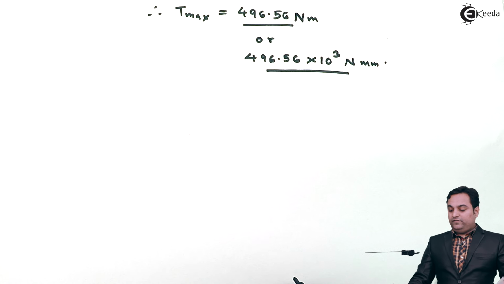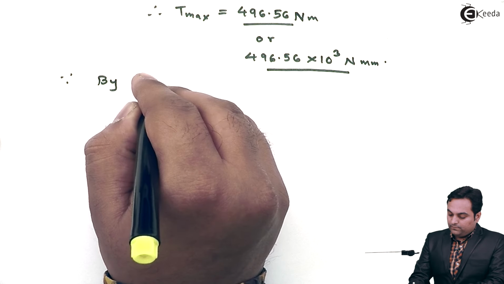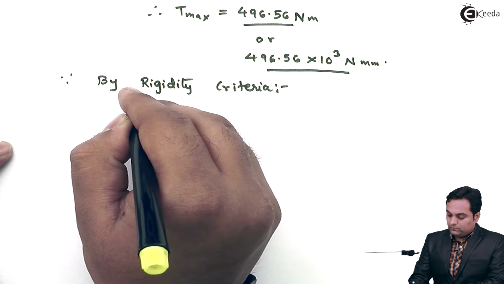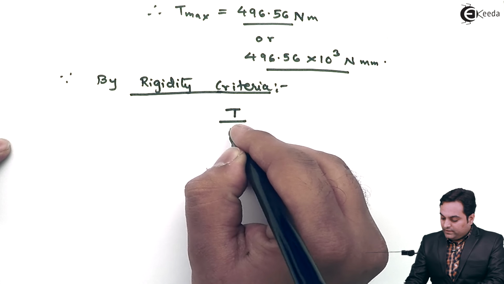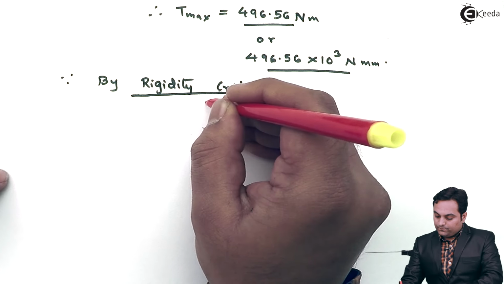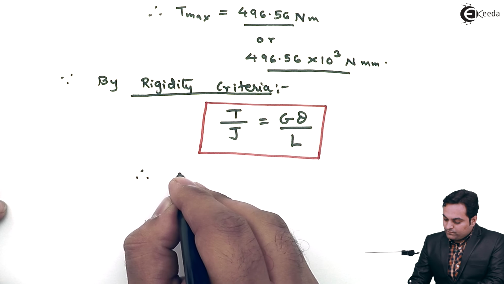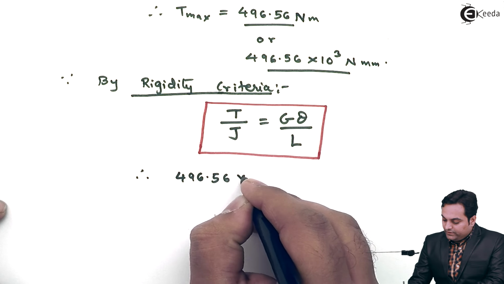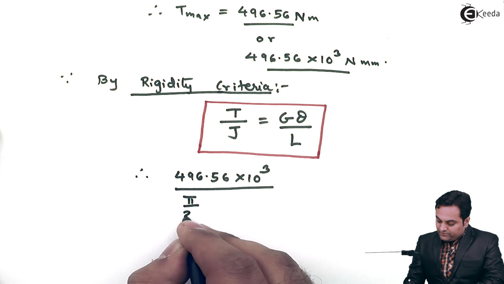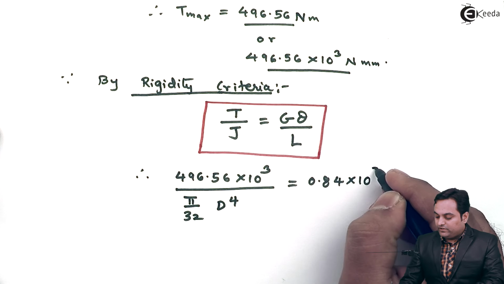Now after getting the value of maximum torque, we can go for the rigidity criteria. By rigidity criteria, we have the formula T by J is equal to G theta by L. So this value of T is nothing but T max, which is 496.56 into 10 raised to 3 Newton mm. J is polar moment of inertia. For a solid shaft it is pi by 32 d raised to 4. Modulus of rigidity is 0.84 into 10 raised to 5, given in the problem.